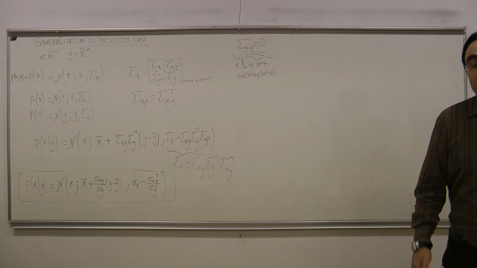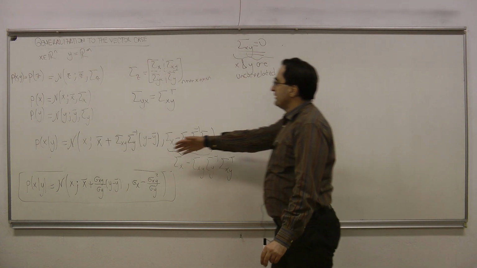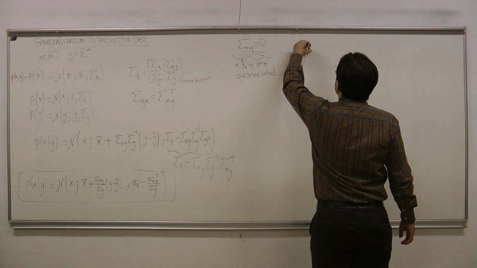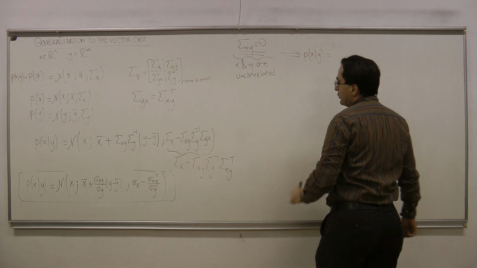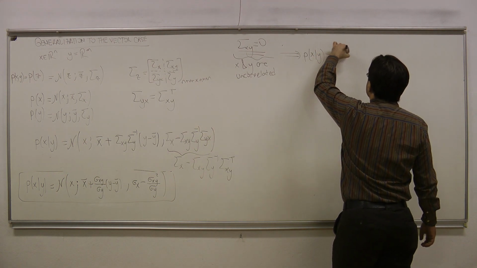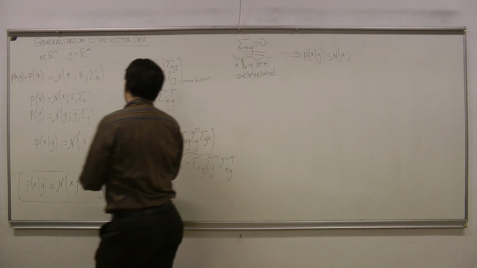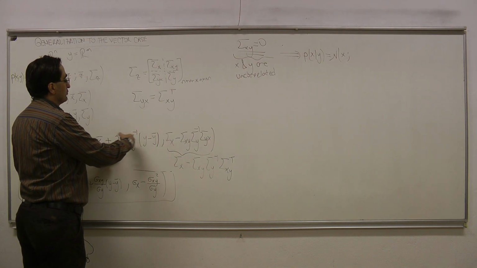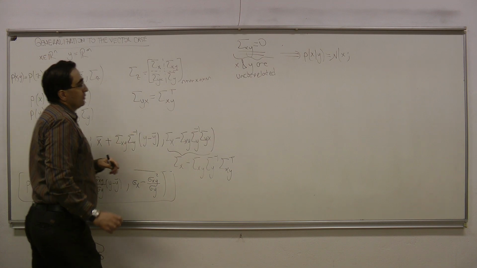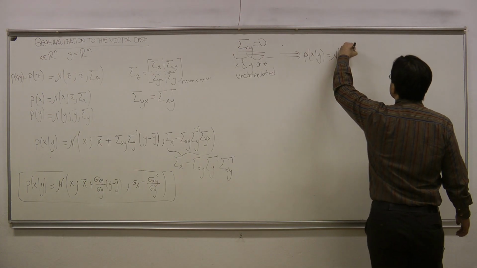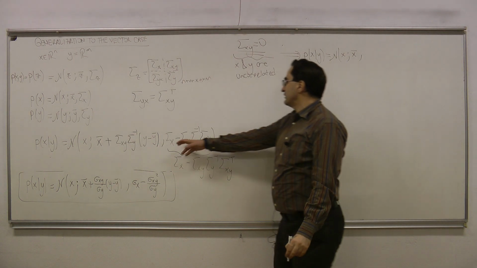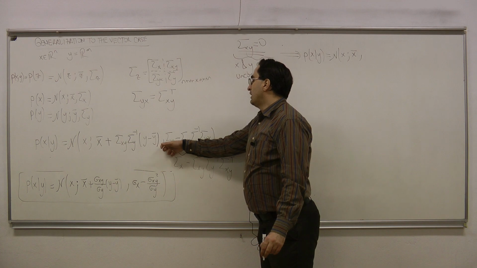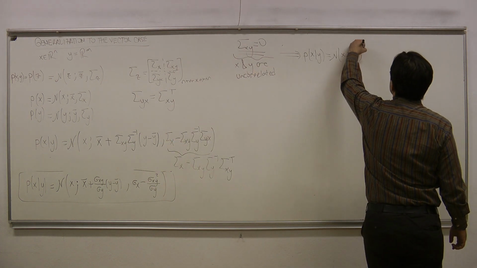If this matrix is equal to 0, what is going to happen to this distribution? In that case, p of x given y is going to be a normal distribution in x. Since sigma xy is equal to 0, this gain is equal to 0. So whatever y is, the mean is going to be x bar. And this subtraction would still be equal to 0, and I would have just sigma x here.